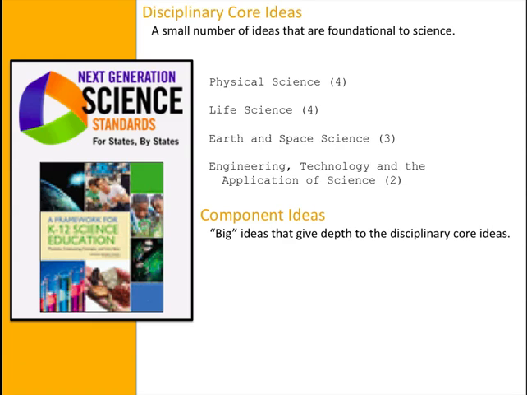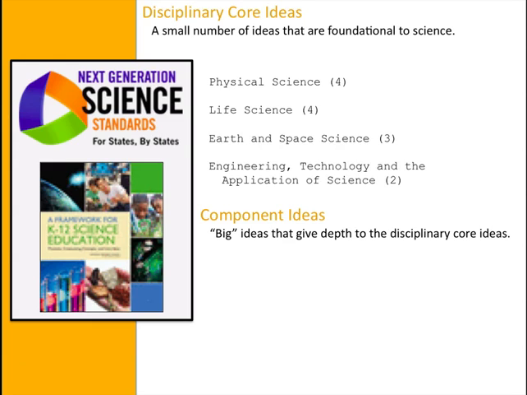Finally, the framework outlines a series of disciplinary core ideas. So there's a small number of them, and they're foundational to science. They're the biggest ideas that really define the different fields of science. So within physical science, there's 4 disciplinary core ideas. There's also 4 in the life sciences. There's 3 disciplinary core ideas in earth and space science. And in the framework and the Next Generation Science Standards, the role of engineering and applied science has also been provided more of a spotlight, and there's 2 disciplinary core ideas in that area.